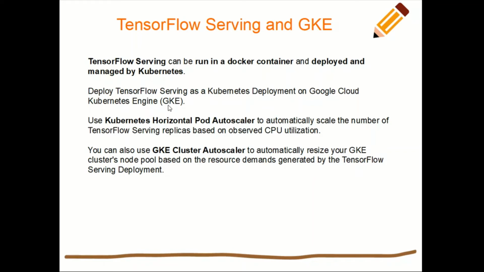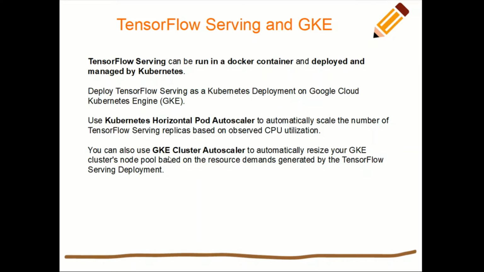So what we do here is we deploy the TensorFlow serving as a Kubernetes deployment on Google Cloud Kubernetes Engine. Okay, so once it is deployed on the Google Kubernetes Engine, we can use features like the Kubernetes horizontal pod autoscaler to automatically scale the number of TensorFlow serving replicas based on the observed CPU utilization. So here the Kubernetes pods are going to be auto scaled. Say for example, if you have two servers, the number of pods on those two servers are going to be scaled up or down based on the CPU utilization.